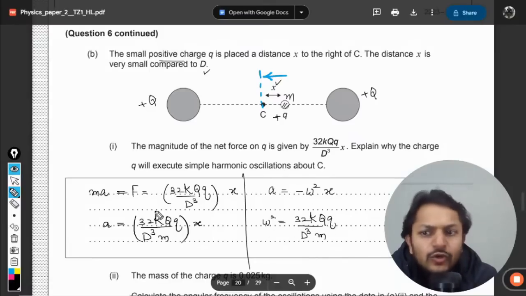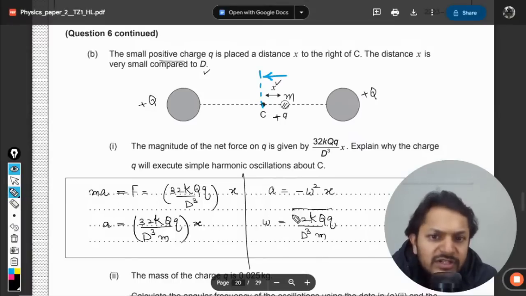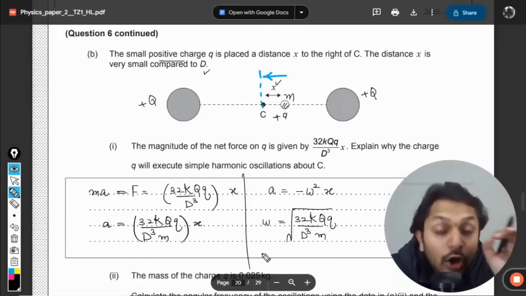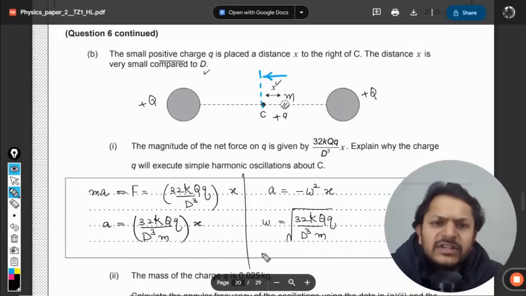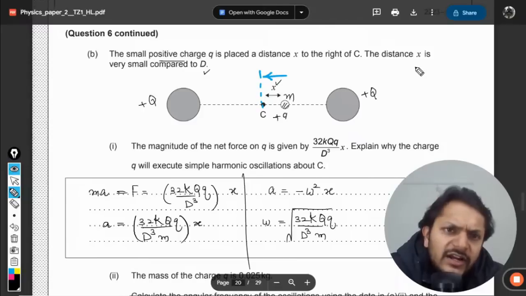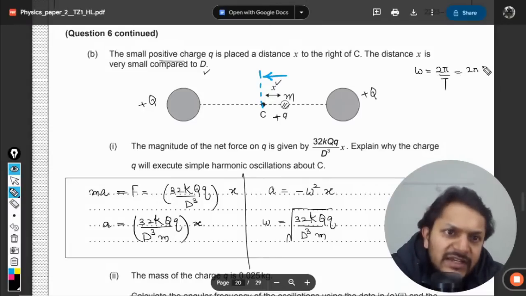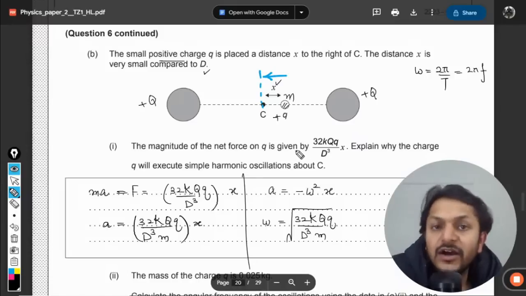This is equal to omega square, and because you want to find the angular frequency, you have to take the square root. So this is your answer. This becomes the omega, the angular frequency. There are two relations you have to remember: 2 pi divided by T if you want to find the time period, and 1 by T is the frequency f, which is in hertz.